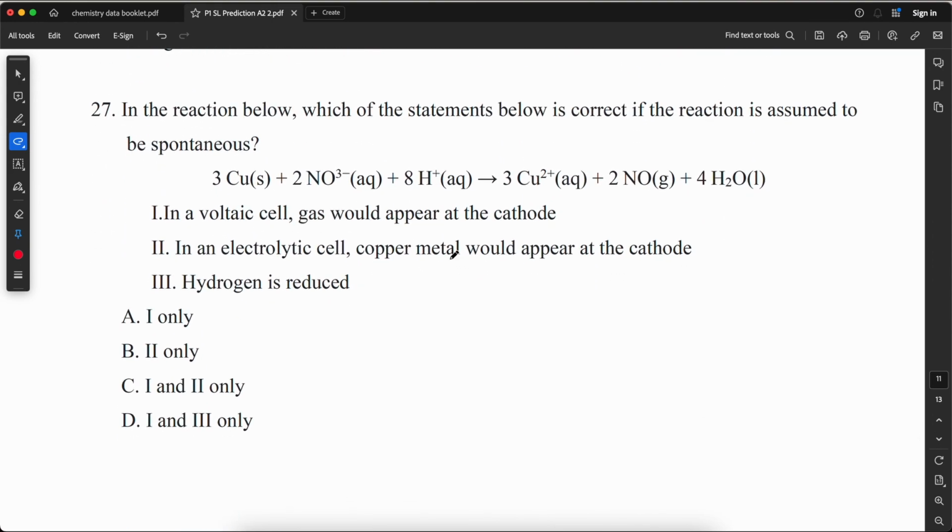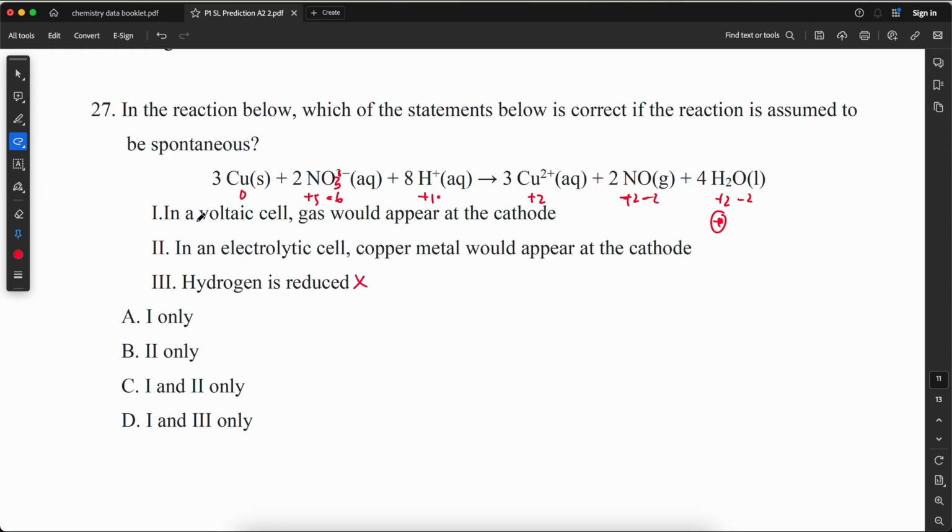In the reaction below, which of the statements below is correct if the reaction is assumed to be spontaneous? Let's check the oxidation numbers. So this one will be -6 plus 5, because it should be this, not 3 minus but minus only. This one plus 1, this one 0, this one plus 2, this one -2 and plus 2, and this one -2 plus 2 plus 1. Hydrogen is reduced, no, because it stayed the same.